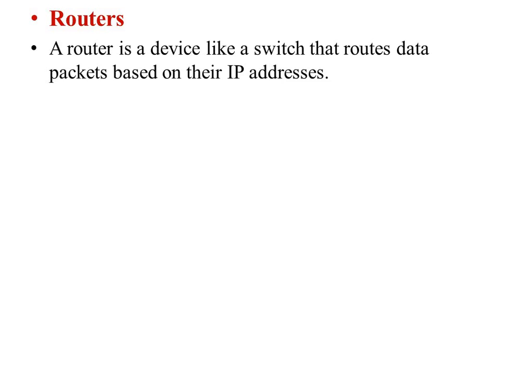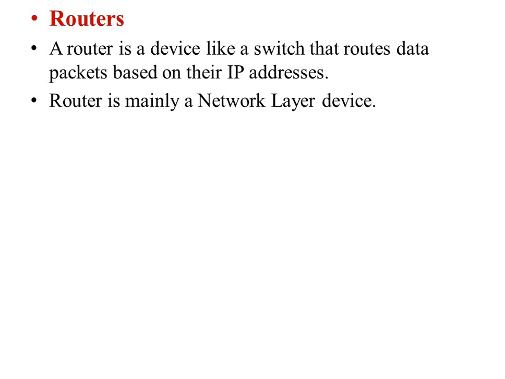Then the next device is the router. This is again a layer 3 switch, but having a little more intelligence. We will call it a router. A router is a device, just like a switch, that routes the data packets on the basis of their IP addresses, whereas a switch works with the MAC address. Routers consider the IP address, so it is a network layer device.